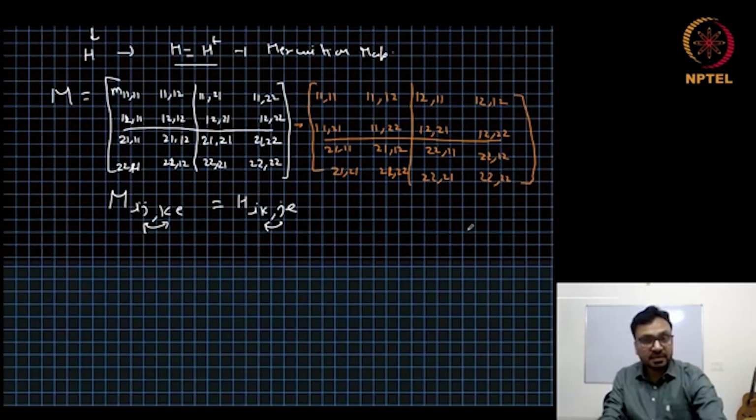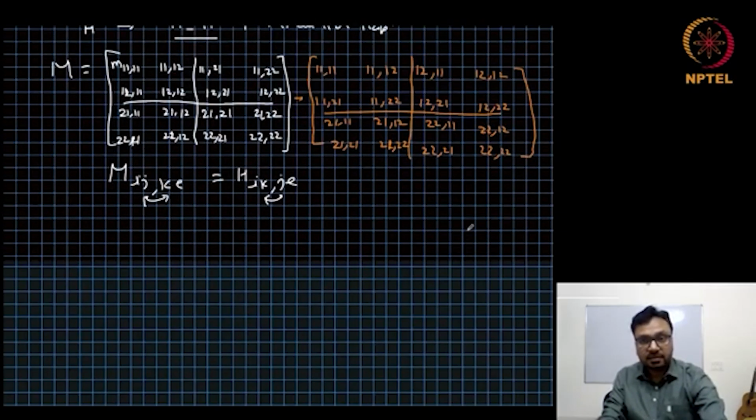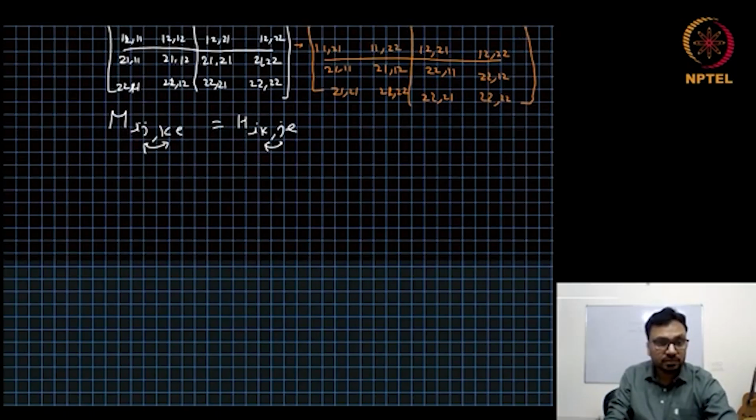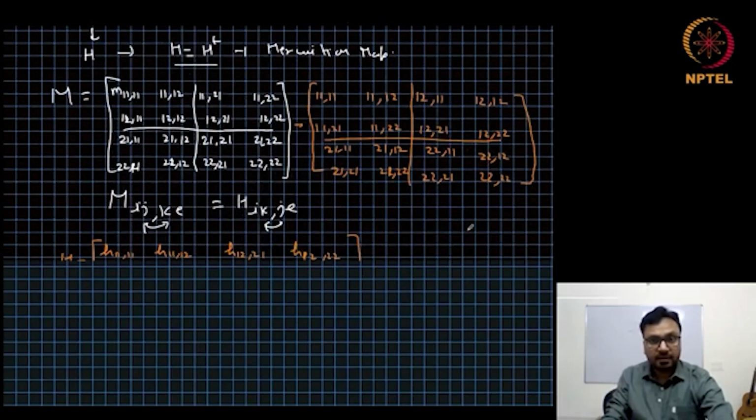But these are still, so the H matrix will be H1111, H1112, H1221, H1222, and so on. Okay, so these are H elements here, H, H, H, H.